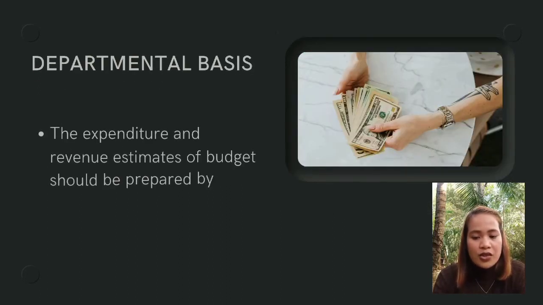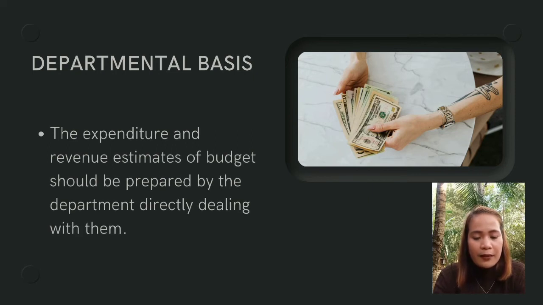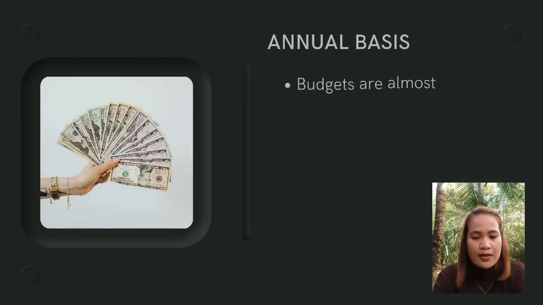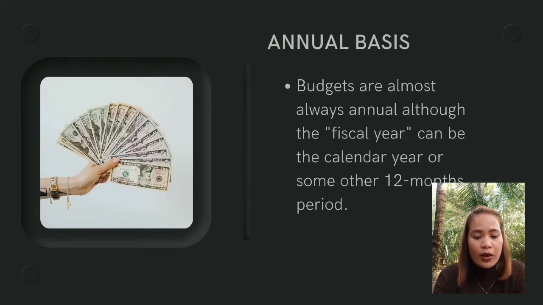Third one is estimate should be on a departmental basis. Expenditure and revenue estimates of budget should be prepared by the department directly dealing with them. Ang mga banabana sa gasto o kita sa budget kinahanglan andamon sa departamento nga direktang nagdumala niini. Fourth one is budget should be on annual basis. Budgets are almost annual, although the fiscal year can be the calendar year or some other 12 months period.